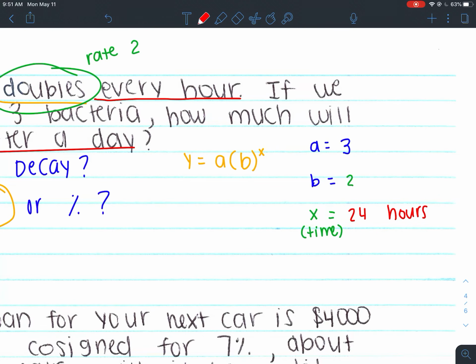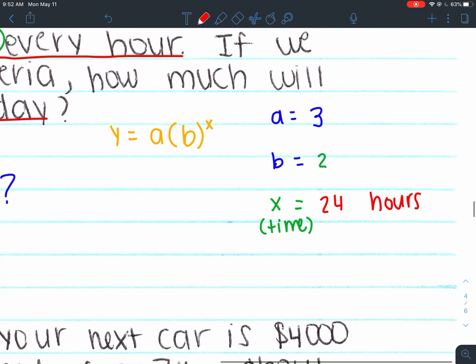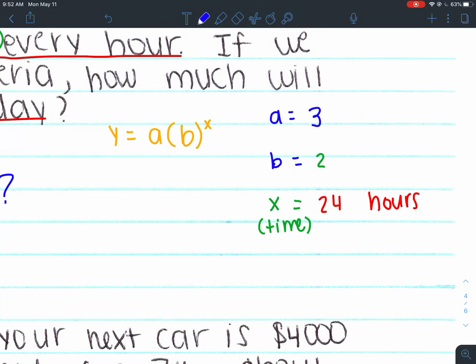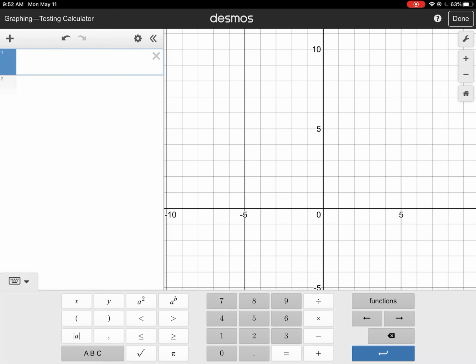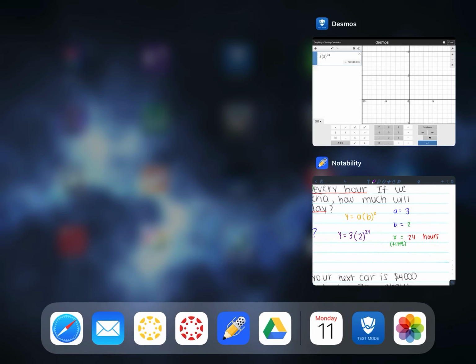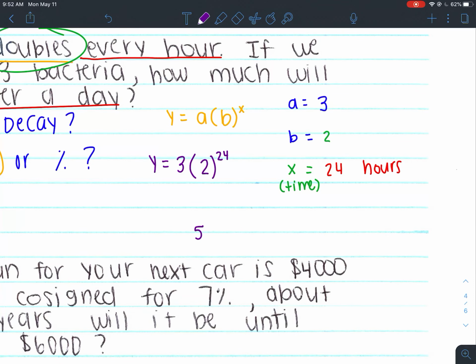So I've identified all of the variables. Typically, y, we don't really plug anything in for y unless the problem's given to us backwards, but that's usually not the case. So I'm going to go ahead and plug in what I know. y equals our a value, which is 3, because that's our starting, and our growth factor of 2, because it's doubling, for 24 hours. So I'm going to go ahead and plug this into Desmos. I'm going to plug in the 3, parentheses 2, parentheses, to the power of 24, because it's 24 hours in a day. So it looks like the bacteria grows to 50,331,648 bacteria. So that's a lot of bacteria that has grown in 1 day. So I'm going to go ahead and write that number down.